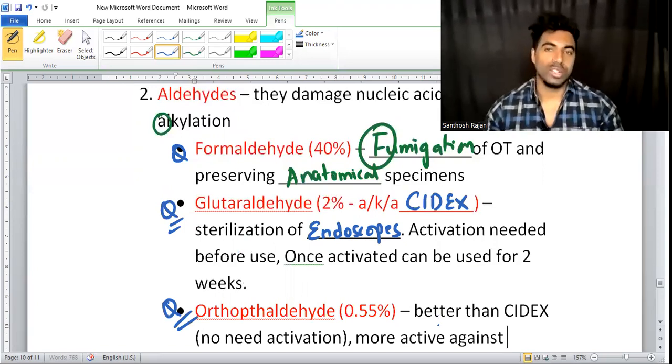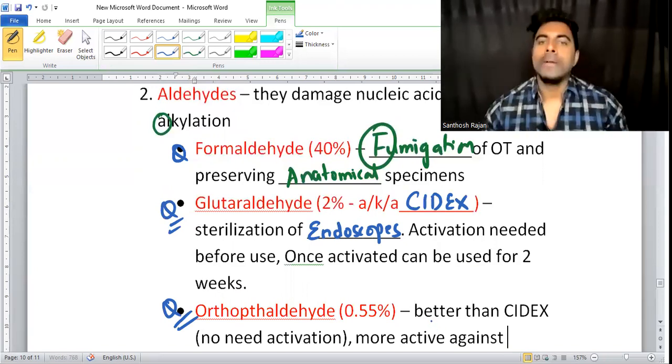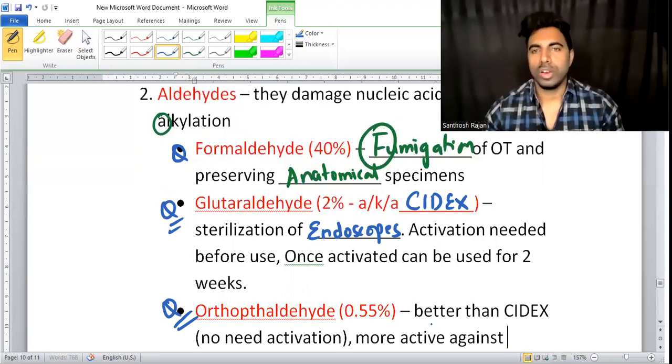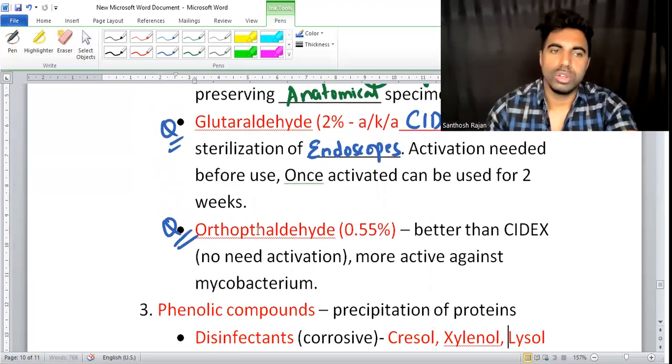Because you don't need activation. So in the question, if they ask which is the best for an endoscope, you can directly use orthophthalaldehyde. You may not get that type of question, but please remember both glutaraldehyde and orthophthalaldehyde are right answers. Okay. Even it is active against TB also, orthophthalaldehyde.